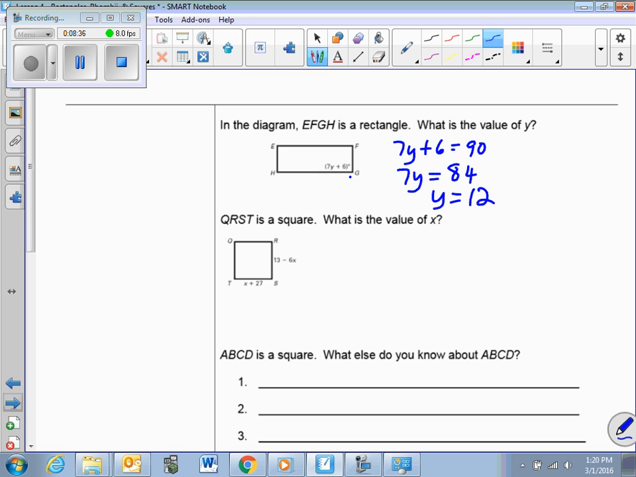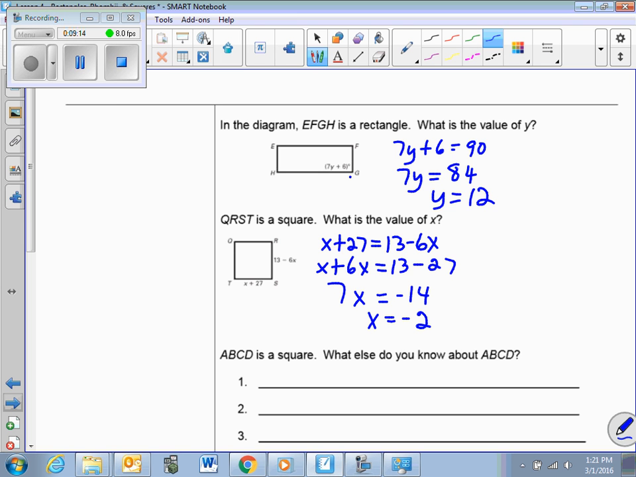So that tells us that y is 12. QRST is a square. What is the value of x? Well, what do I know about a square? I know all the angles are right angles, but I'm not interested in the angles here. I'm interested in the sides. They're all congruent. Therefore, I know that x plus 27 equals 13 minus 6x. I'm going to get my x's on the left, numbers on the right. So x plus 6x equals 13 minus 27. 7x equals negative 14. So x is negative 2.